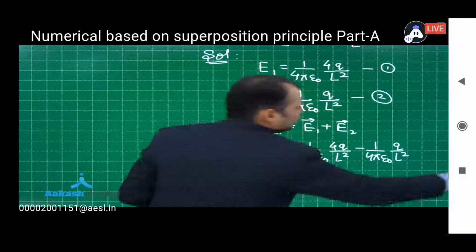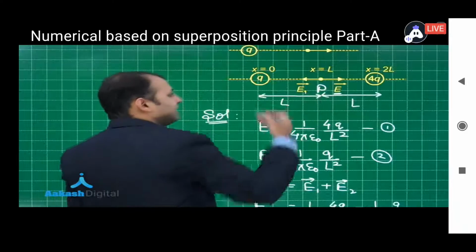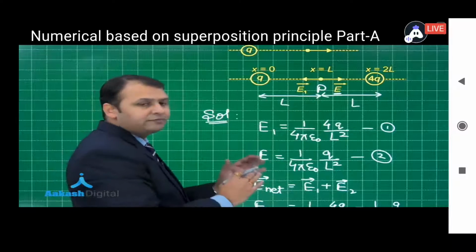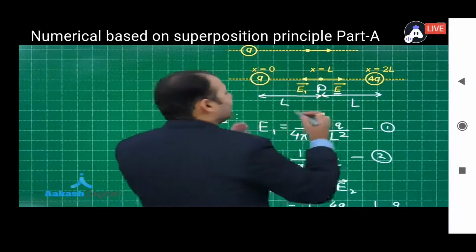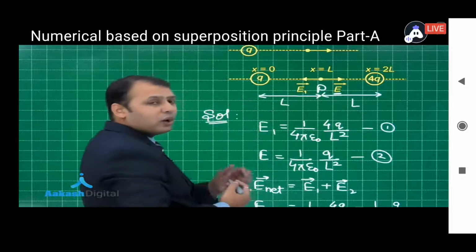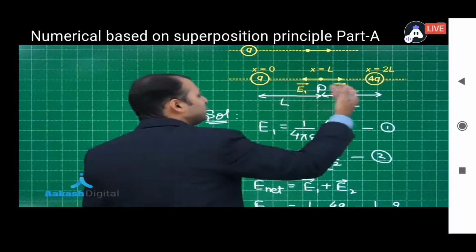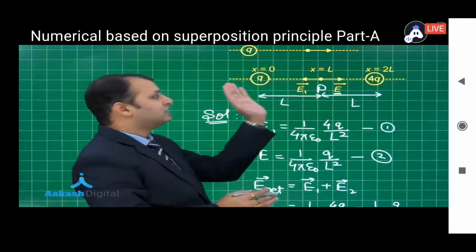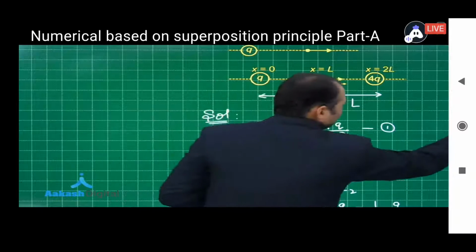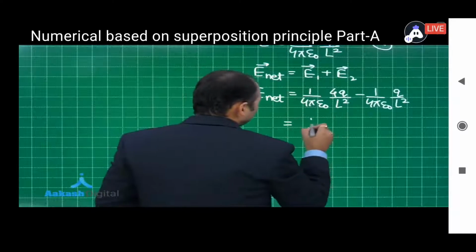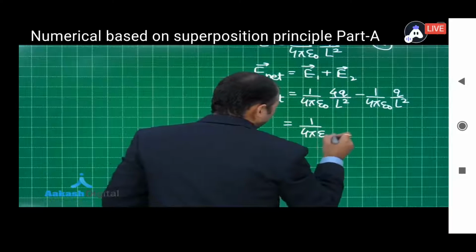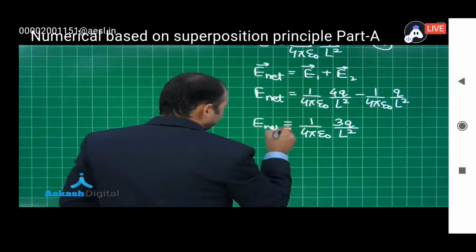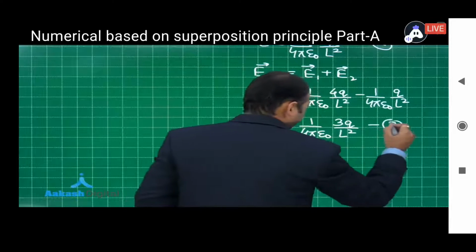So in this diagram, I will consider this side as the positive direction and this side as the negative direction. The net electric field will be lying along E1, because this has the bigger magnitude. Only for this question I am taking the convention: towards left it's positive, towards right it is negative. So I will write E net equals 1 upon 4 pi epsilon naught 3q upon L square. This is the value of E net, and this is the third equation.